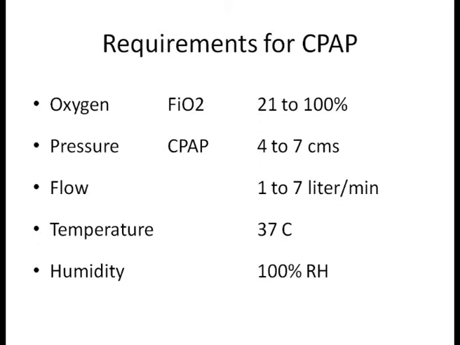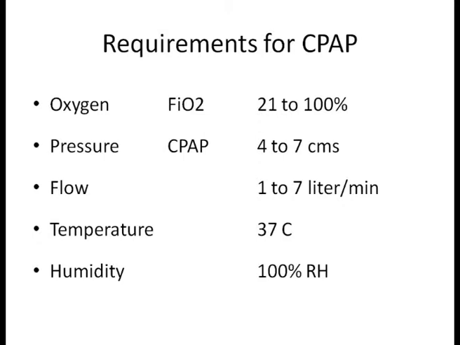Oxygen is graded and given to the baby, and the quantity of oxygen which we give to the newborn is graded as fractional inspired oxygen concentration, and it could vary from 21 to 100%, but most of the time we prefer to give oxygen less than 60% for giving CPAP to a newborn.